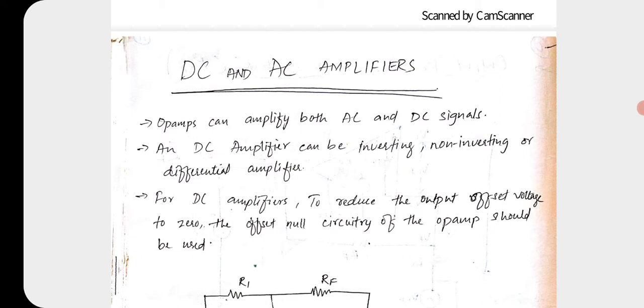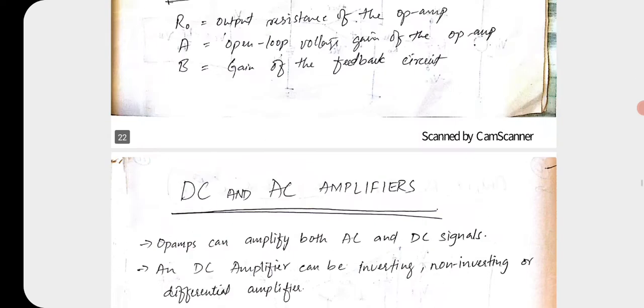For DC amplifiers, to reduce the output offset voltage to zero, the offset null circuitry of the op amp should be used. Now, I want you to read this sentence once again. Particularly in amplifiers, to reduce output offset voltage. Now, what is this output offset voltage? Do you remember? I'll take you to that topic. This is one of the characteristics of op amp.